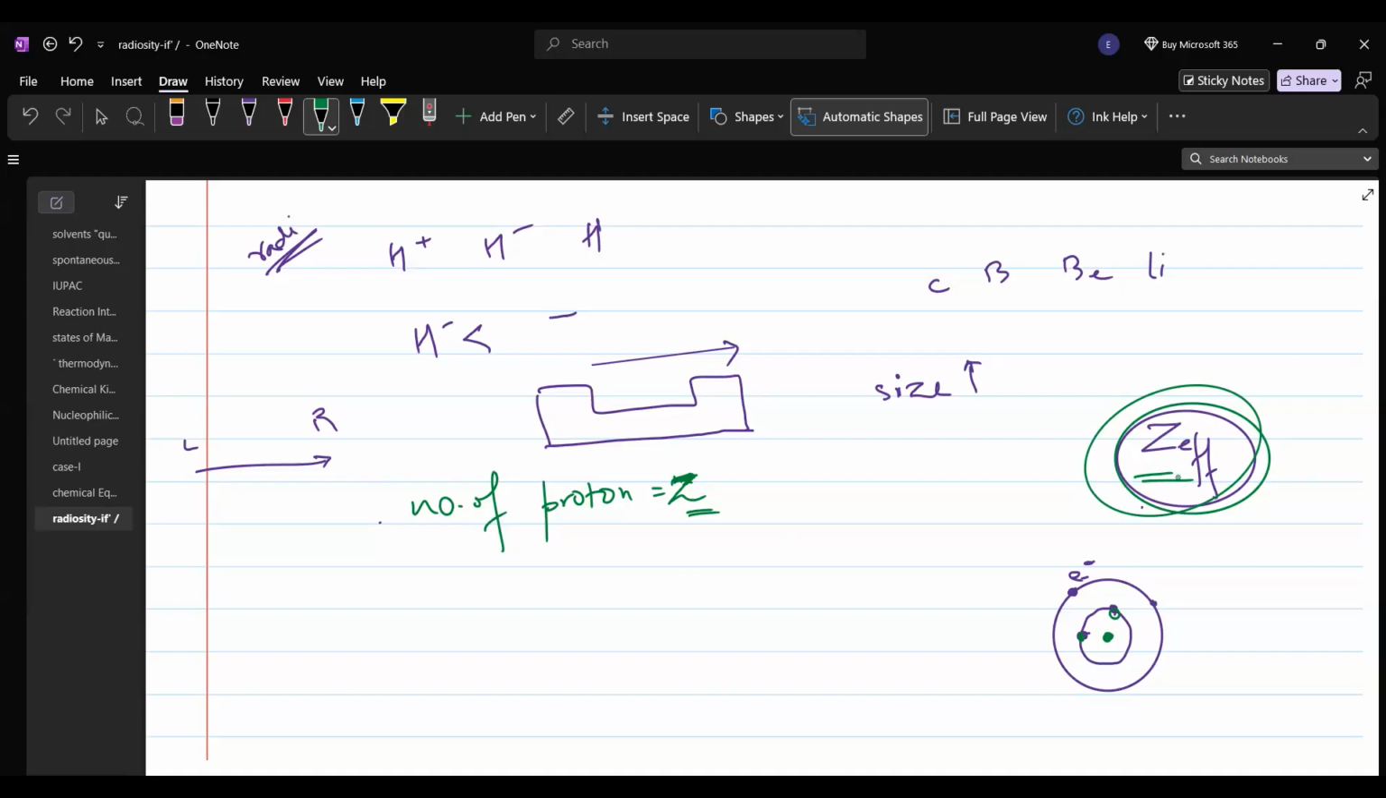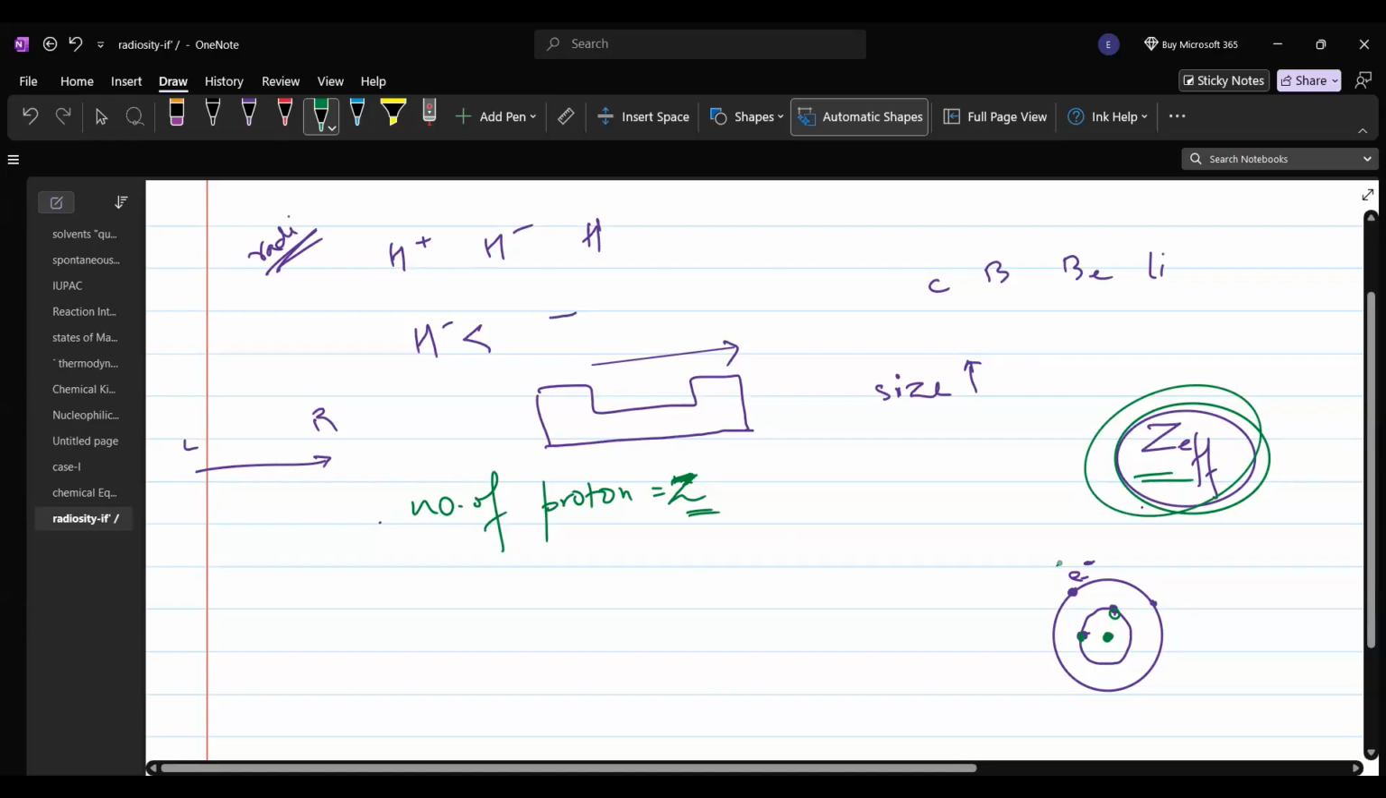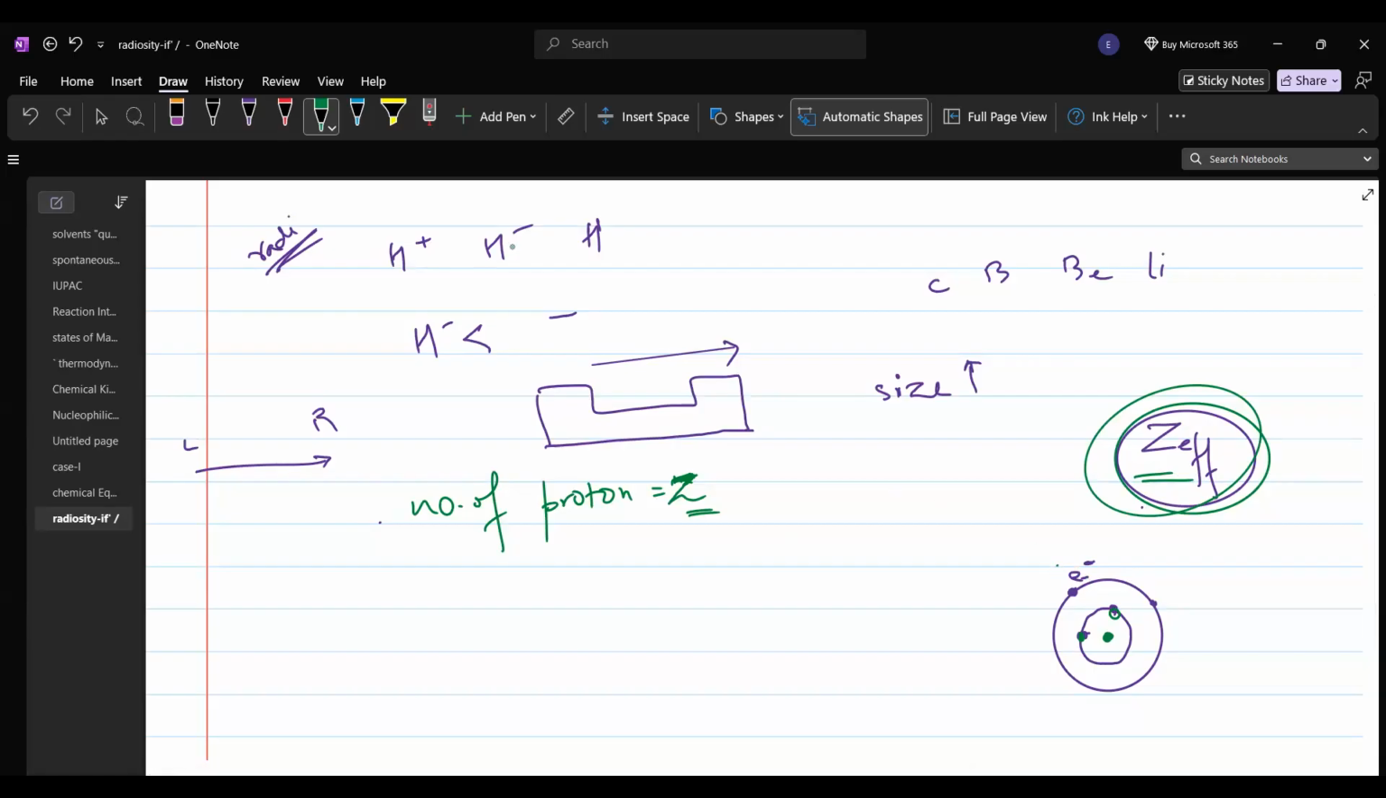So Z effective is lesser than Z. It denotes the actual pull which is felt by this electron. Okay, got my point? Have you felt this?